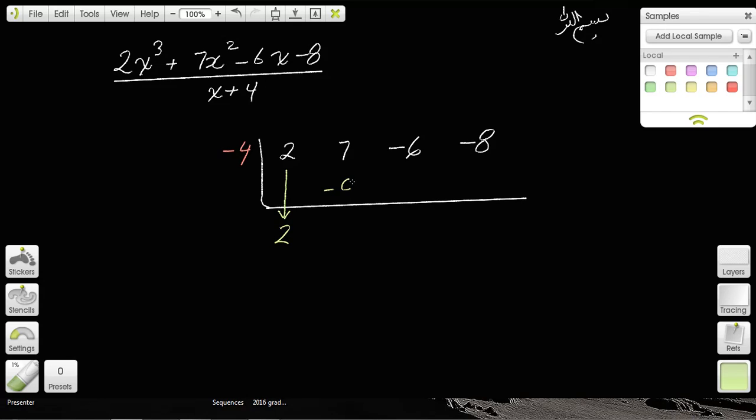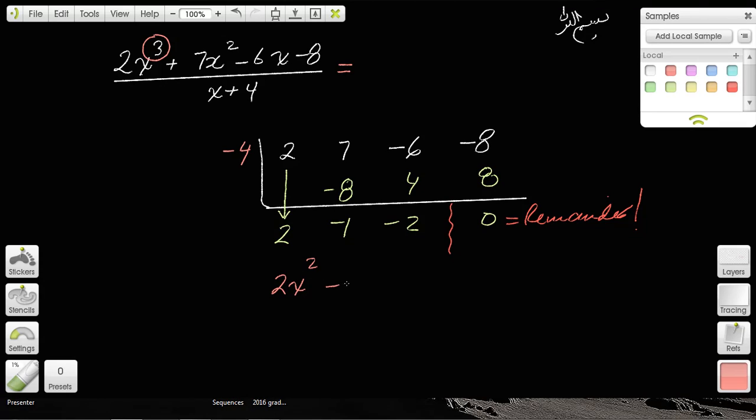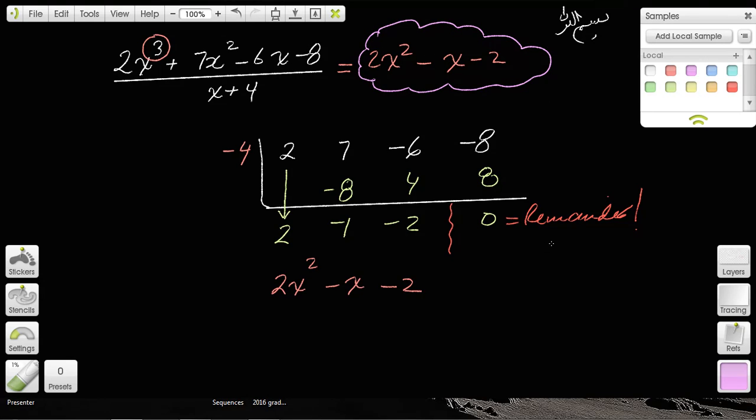Bring the 2 down, that's negative 8. That's negative 1. That's 4, that's negative 2, right? And that is 8. And you get 0. In this case, this is interesting because the remainder is 0. There's no remainder. So the answer to this synthetic substitution is from here. Now this is third degree, so it's going to start out with one less degree. So 2x squared minus x minus 2. And this is the answer, and there's no remainder. Ta-da!